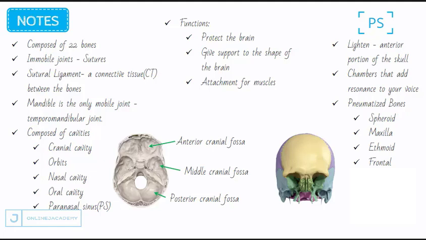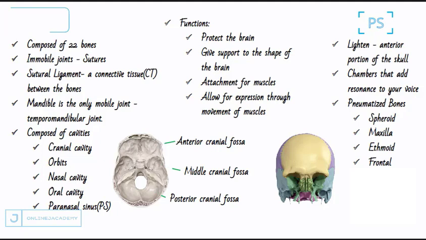We're going to talk about this in the future. And they allow for expression through movement of muscles. So these are the functions of the skull. First of all, they protect the brain, give support to the shape of the brain, and serve for attachment of muscles, allow expression through movement of muscles. All right, so let's move on to the next part.